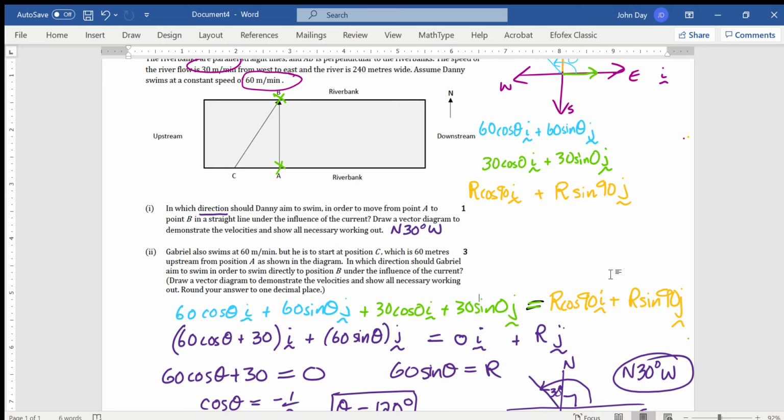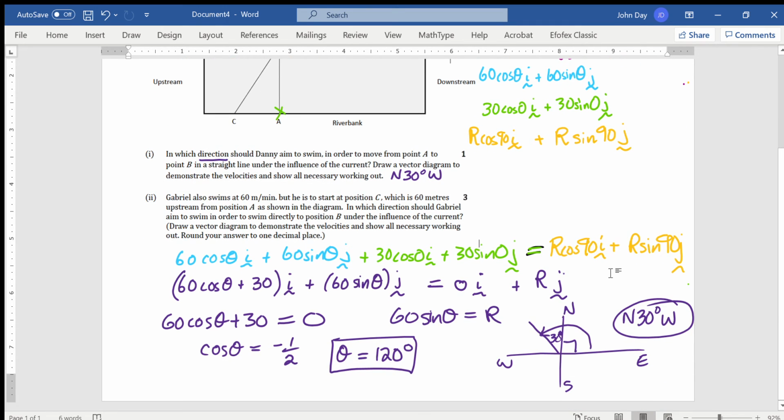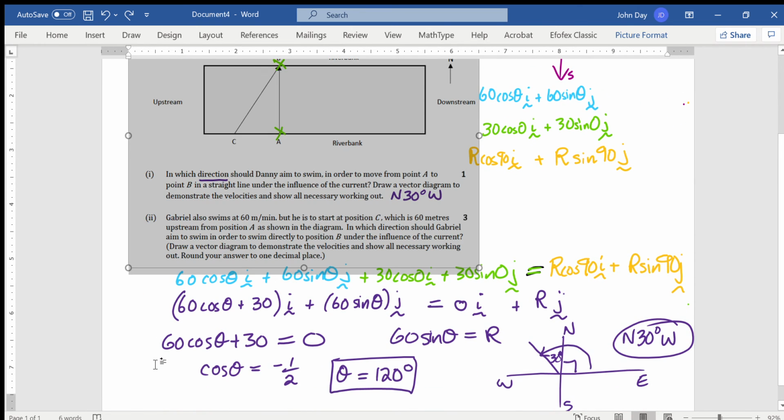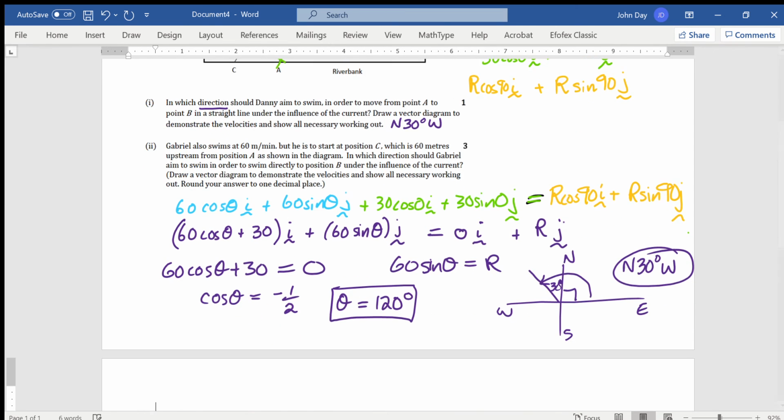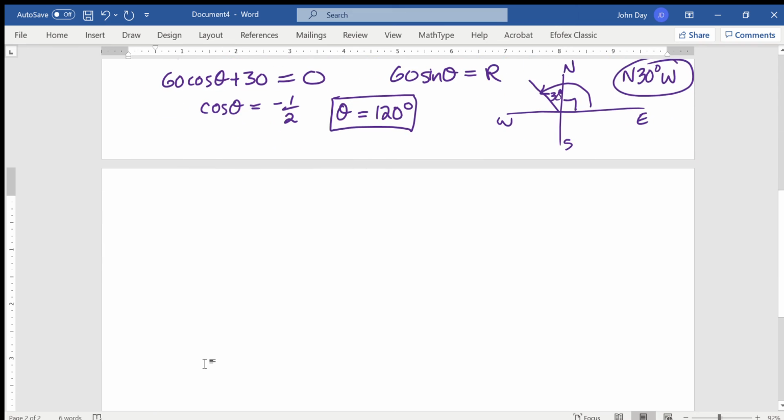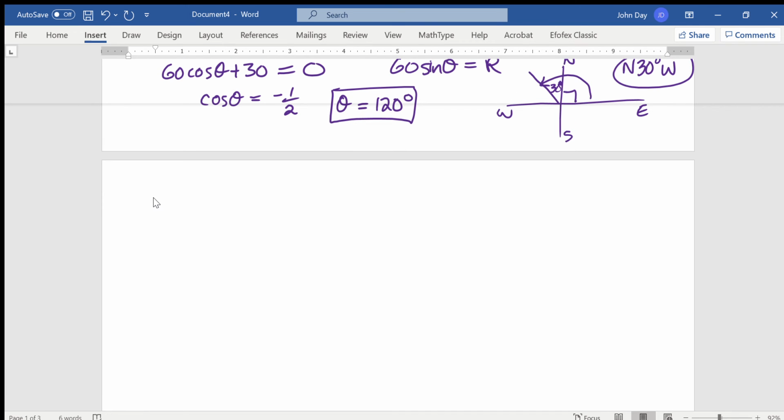So we're going to work it out the same way. We need to work out, if he's doing that, what angle he needs to swim at. And so I'm going to draw up a diagram with my vectors in it in the same way as I did before and use the same concepts. So if I can just get down to a new page, and I'll just insert another page in case I need some more working space and run out of room.